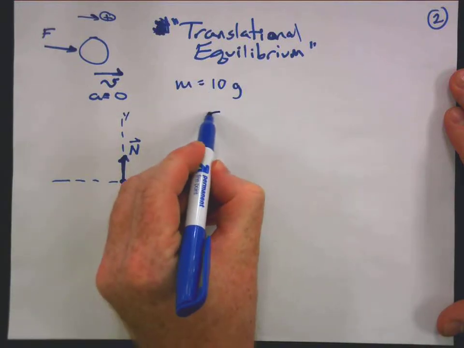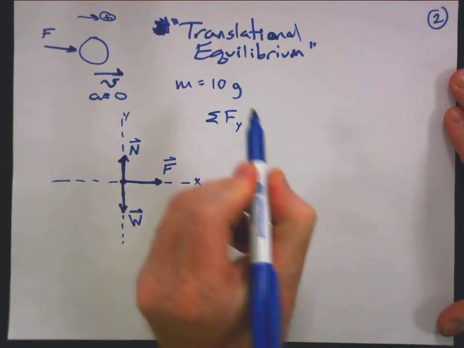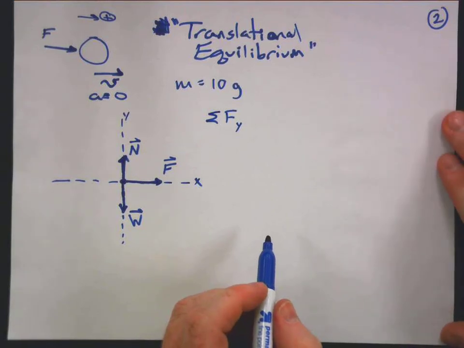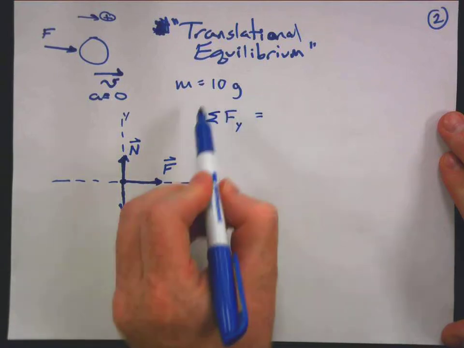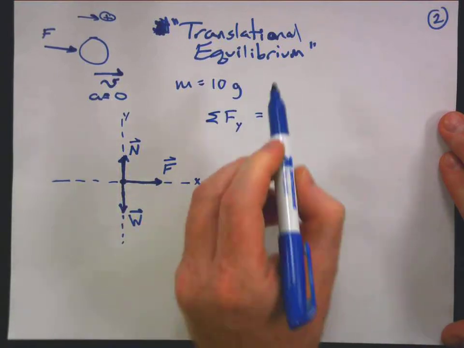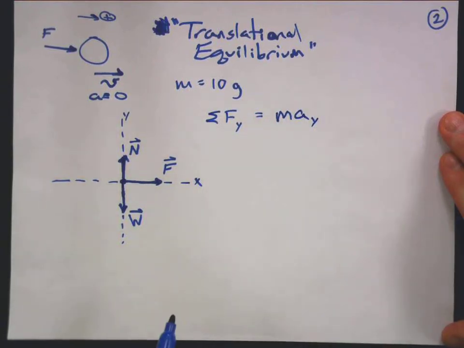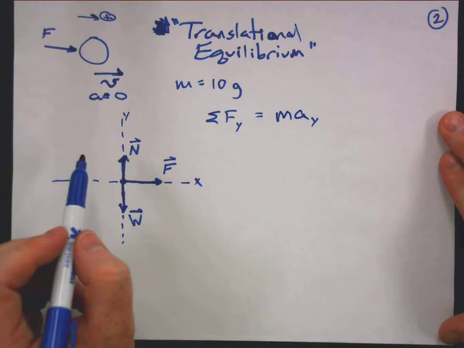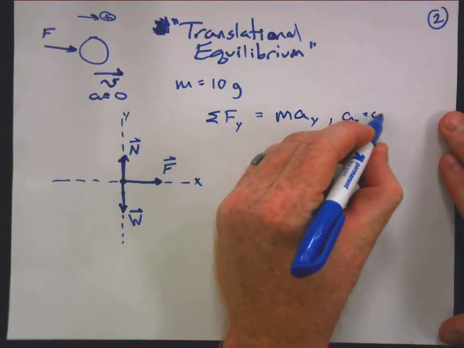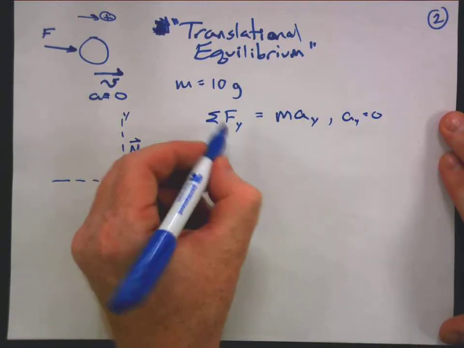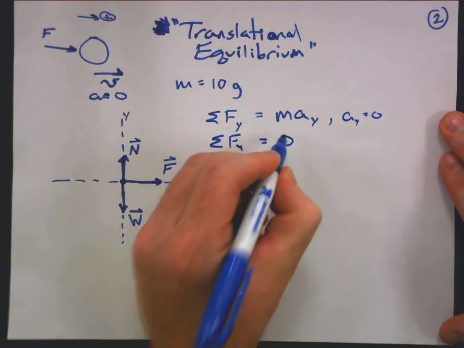First, I'm going to start with what's called a second law statement, sum of forces in the y direction. A second law statement basically says the sum of forces, which is equivalent to saying the net force, is equivalent to a mass times an acceleration, in this case an acceleration in the y direction. Well, I know that my acceleration in the y direction is 0. I can observe that. Therefore, if a_y is 0, the sum of forces in the y direction is 0.